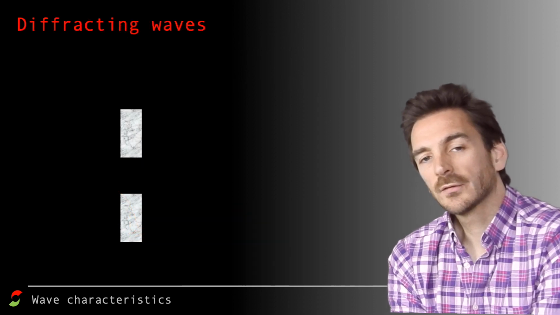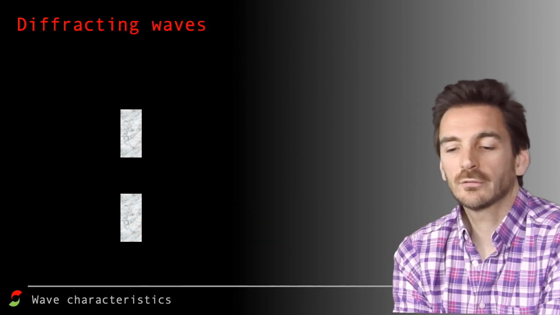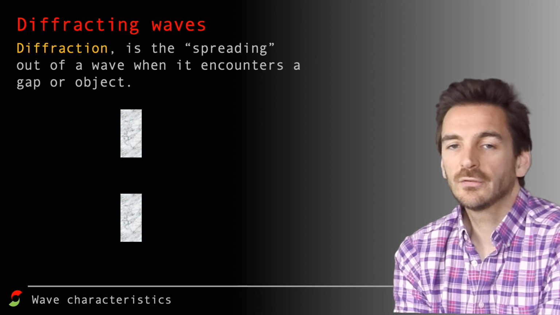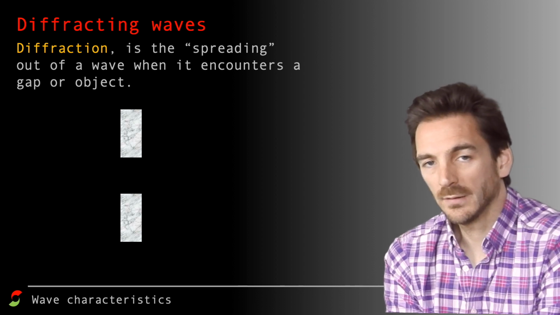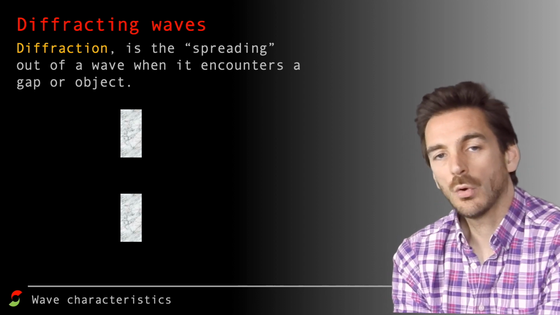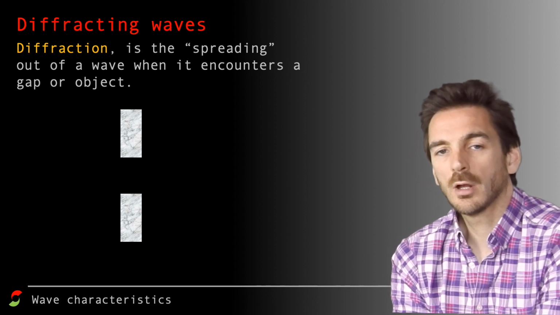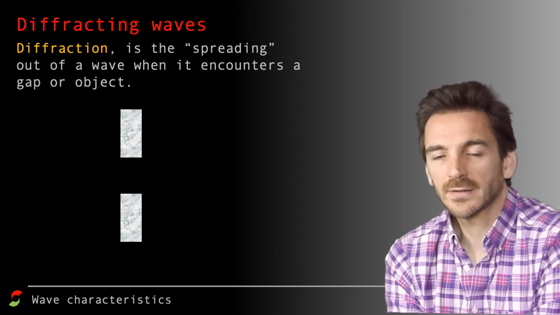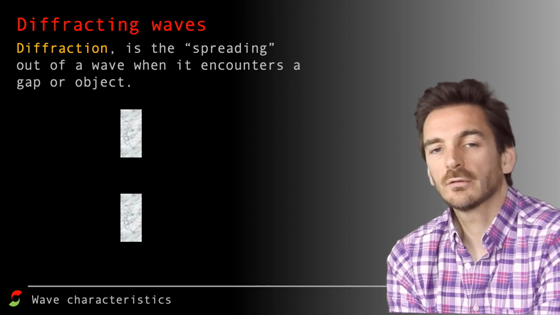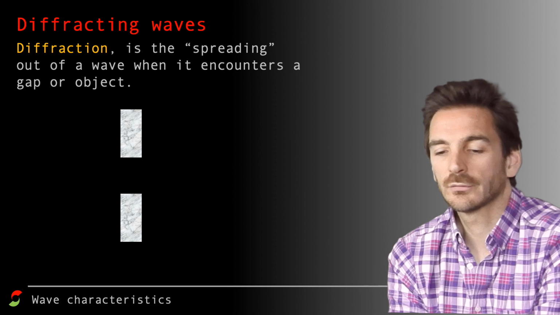So let's have a look at a little bit of an introduction to diffraction. So diffraction is the spreading out of a wave when it interacts with either a gap or an aperture, or indeed an object. So we're going to look at some examples of waves diffracting or spreading out. And again, diffraction is a scientific term for spreading out.